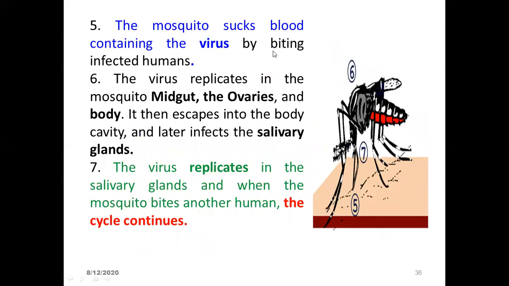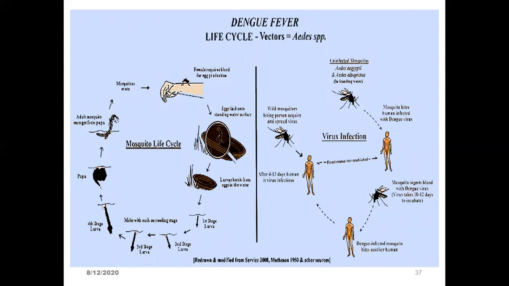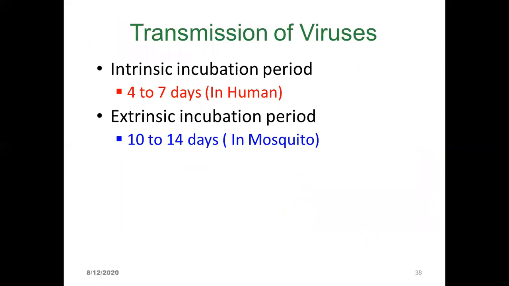The mosquito sucks blood containing the virus by biting infected humans. Then the virus replicates in the mosquito midgut, ovaries, and body. It then escapes into the body cavity and later infects the salivary glands. The virus replicates in the salivary glands, and when the mosquito bites another human, the cycle continues. So this is the life cycle of dengue disease and transmission of the virus.